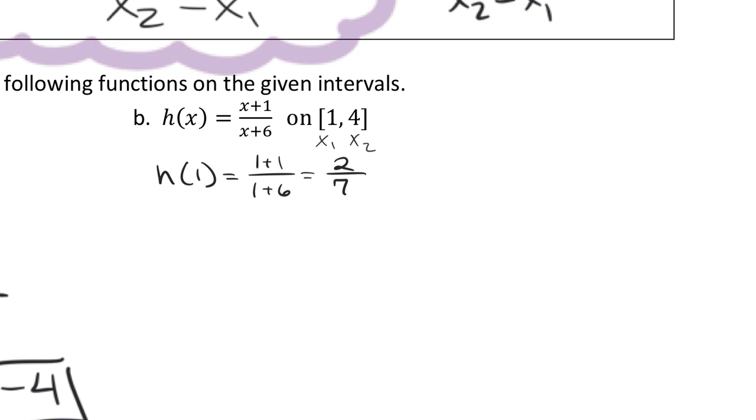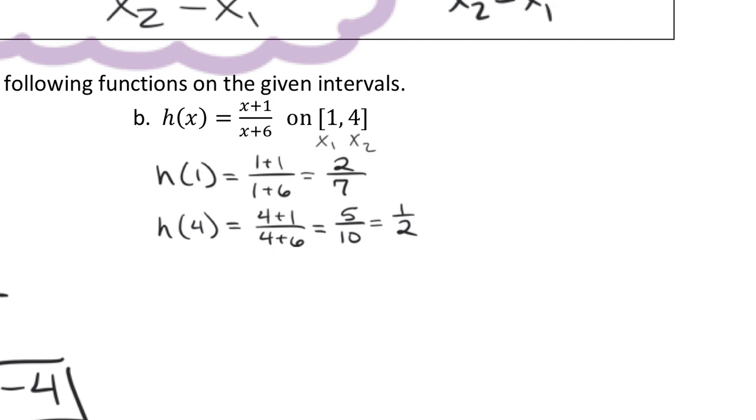We're also going to compute h of 4. So everywhere there was an x a second ago, you're going to plug in a 4. 4 plus 1 is 5. 4 plus 6 is 10. Oop, 5 over 10, that reduces. What does that fraction reduce to? 1/2. And now we have our two output values to be able to plug into our average rate of change function.